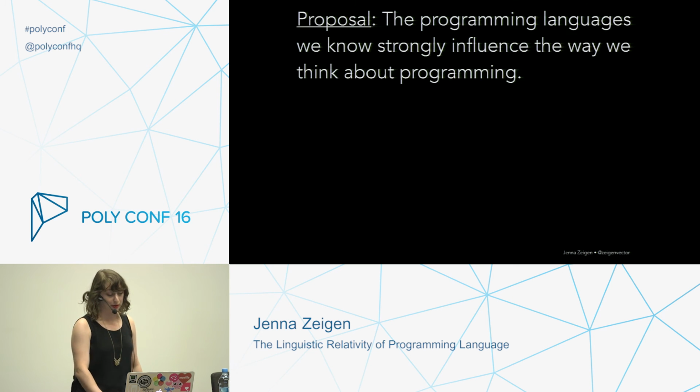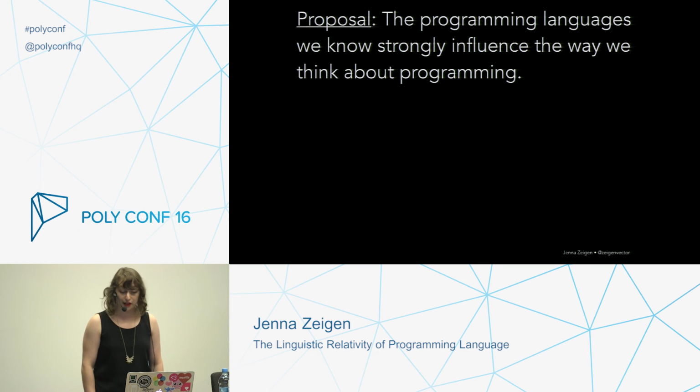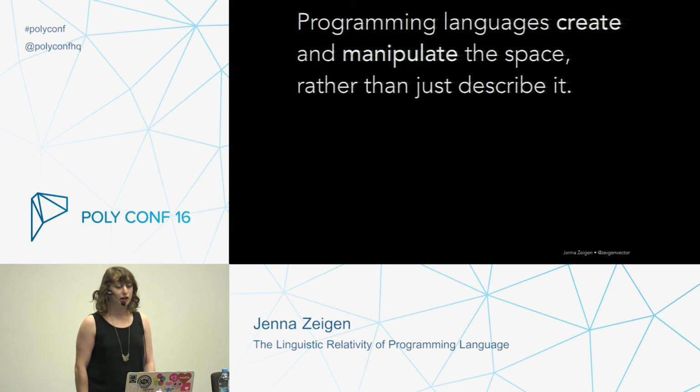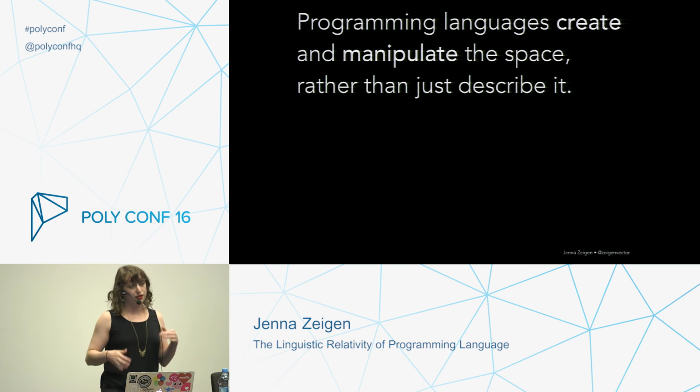Well, I would like to propose that the programming languages we know strongly influence the way that we think about programming. And this is because of some key differences I see between programming languages and natural languages. One really cool one of which is that programming languages create and manipulate the space over which you're thinking when you're programming, rather than just describe it.